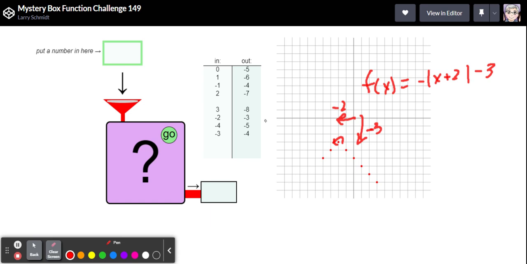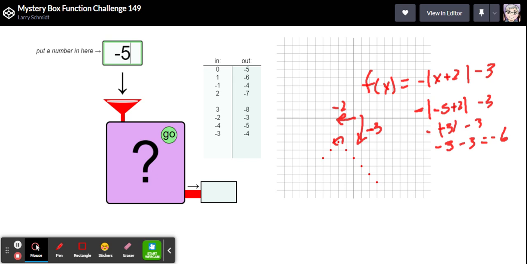Maybe we can predict one more value. What would happen if I put in a -5? So let's try that. So negative, absolute value of -5 plus 2, and then minus 3. Well, a -5 plus 2 is a -3, and then the absolute value of that is a +3, but we put the negative sign on it, and then we subtract 3. So all of that should equal a -6. So if I put in -5, I should get -6. Let's test that. And there we go. So I think we've got this.